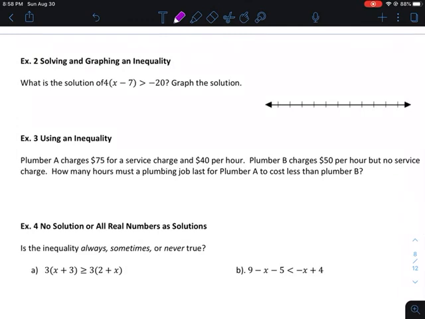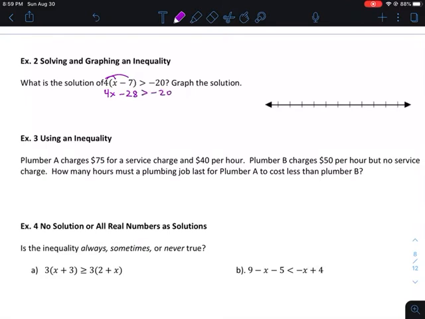So let's take a look at example 2. Solving and graphing an inequality. It says, what is the solution of 4 times the quantity x minus 7 is greater than -20? So our goal is to get x all by itself, and then they want us to graph the solution. So let's see. I see a distributive property, so we'll go ahead and distribute. That's going to give us 4x minus 28 is greater than -20.